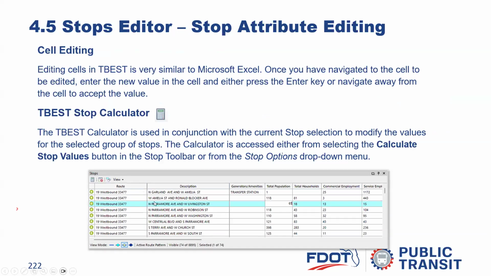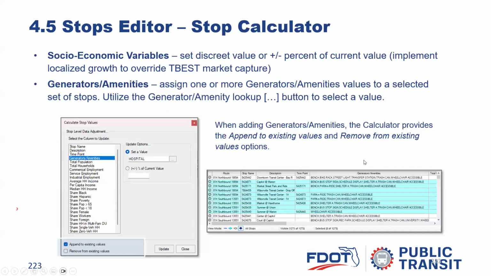Okay. So the T-Best stop calculator I mentioned, you can do cell editing. You can also use the T-Best stop calculator to calculate values for the total population, households, et cetera, right? So whatever you would select in the list, you can calculate the values for it using the calculator, the stop calculator. So here's an example of that.